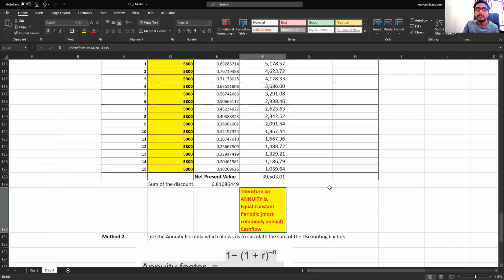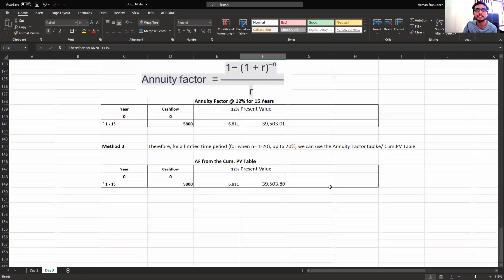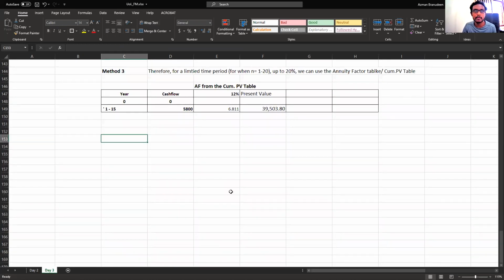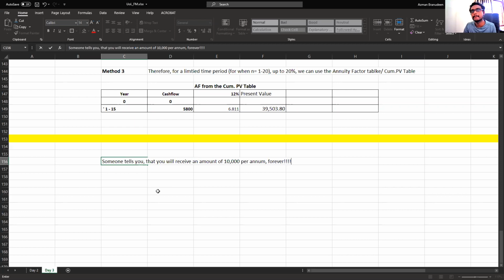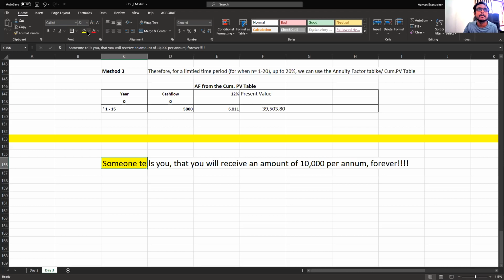Now then comes the question: what if someone tells you that you will receive an amount of 10,000 USD per annum forever? Now what will happen?